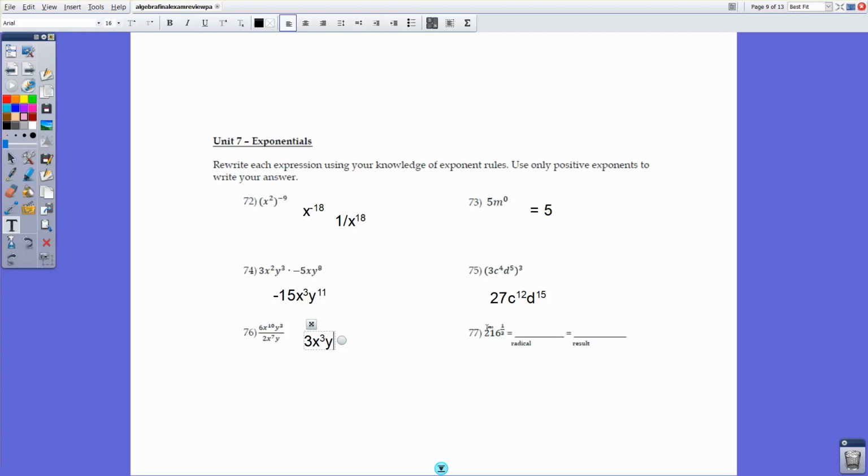Now, for 77, we have 216 to the 1/2. That means that we're going, and it looks like a 3. Now that I'm looking at it, it does kind of look like a 3. Maybe this is a 3. And if that is the case, we're going to make that 1/3. It looks like a 3 to me.